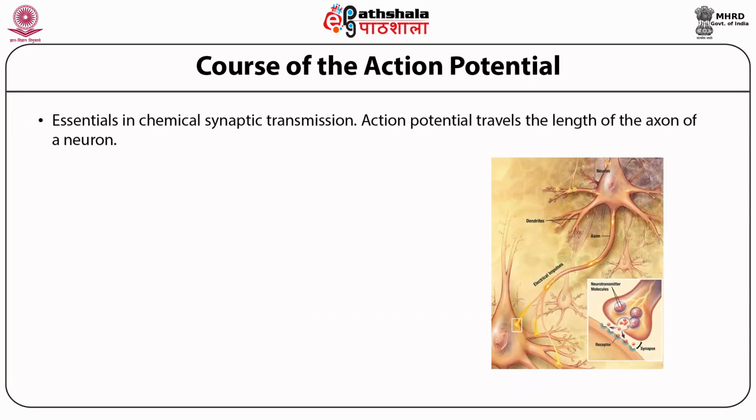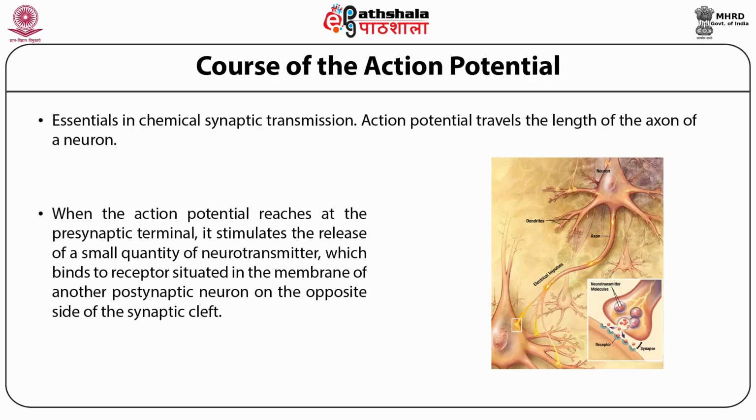Essentials in chemical synaptic transmission. The action potential travels the length of the axon of a neuron. When the action potential reaches the presynaptic terminal, it stimulates the release of a small quantity of neurotransmitter, which binds to receptors situated in the membrane of another, postsynaptic neuron on the opposite side of the synaptic cleft.